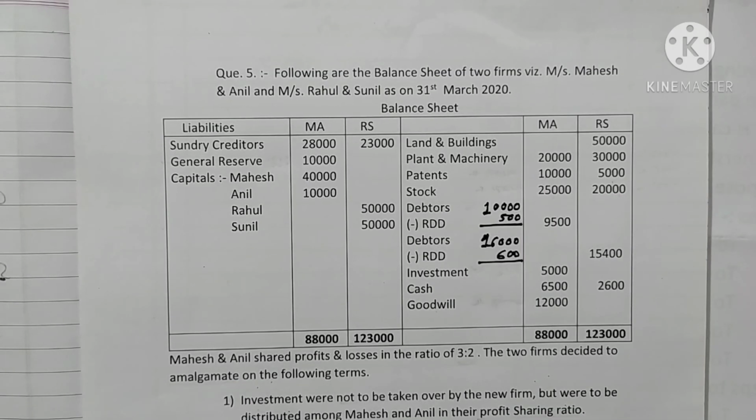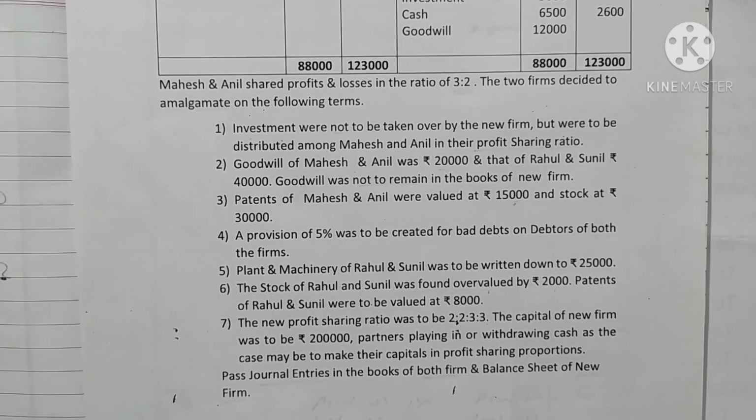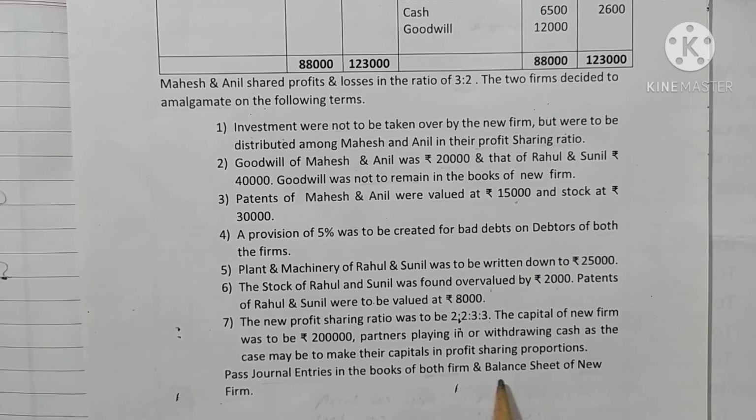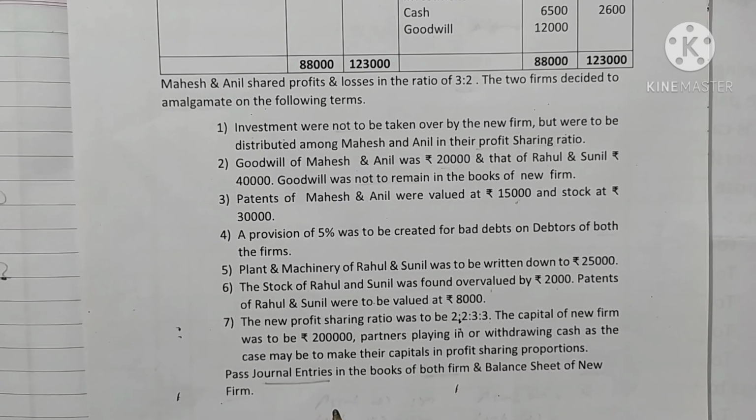Now we go to question 5. First we read the question carefully and give proper placement of each item in the question. Before that we have to see what we have to prepare. In the last sentence it is given that we pass journal entries in the books of both firms and prepare the balance sheet of the new firm. The journal entries are made with the help of the modern rule.